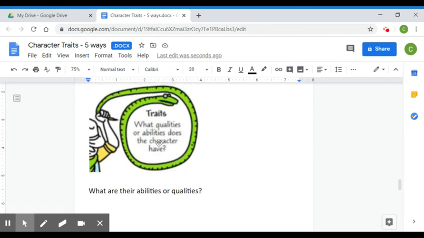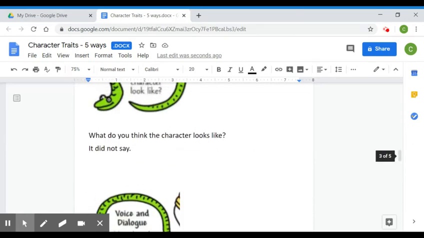What traits and qualities or abilities does the character have? When I'm thinking about Mr. Johnny, I'm thinking, well, he is responsible. How do I know that? As an author, I didn't write, Johnny is responsible. I didn't write that in there. Those words you didn't see. But in my mind, I know he's responsible. So now I need to go find the context clues that tell me he is responsible.